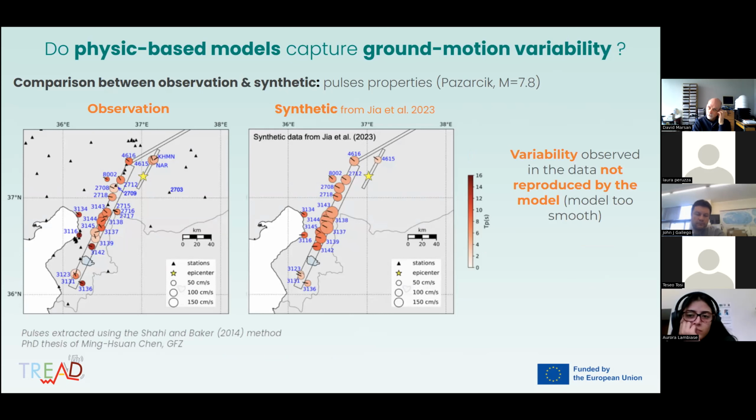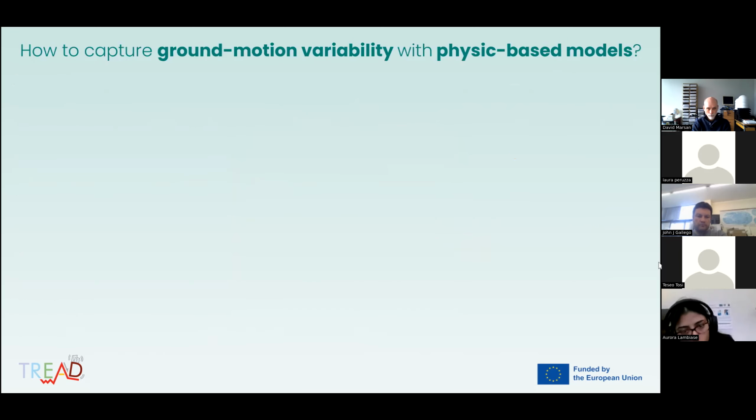On comparing observational data and synthetic data, the synthetics don't really seem to show the variability observed. What we're looking at here, the circle sizes represent the amplitude of the pulse, and the colors represent the period of the pulse. Since this variability doesn't really seem to be reproduced, it implies that the models are a bit too smooth. So what can we do to capture this ground motion variability?